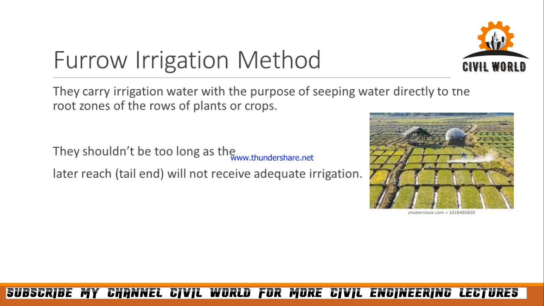यानी इतनी लंबा फरो ना दे that goes throughout for 400 meter, because in that situation, if the soil is too porous, so water will get absorbed in the initial reach, and in the tail reach, what you will be left with less amount of water. ठीक है, तो जरा सा इन फरोज के दरमियान एक ब्रेक लिया है. They carry irrigation water with the purpose of seeping water directly to the root zones of the rows of plants and crops. They shouldn't be too long, as the later reach जो tail end है will not receive adequate irrigation.